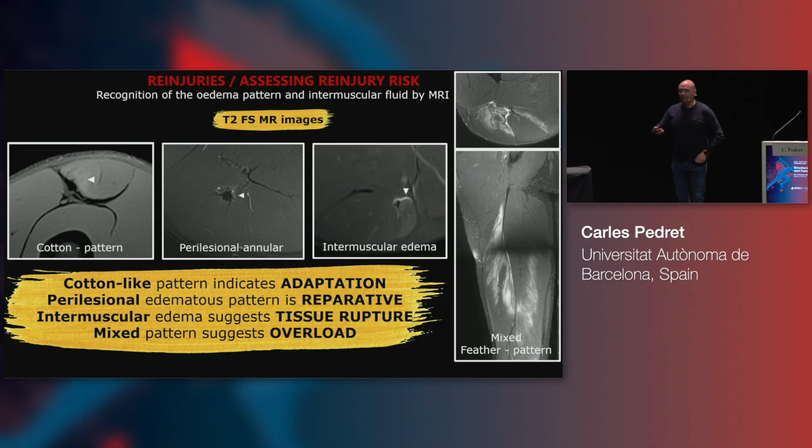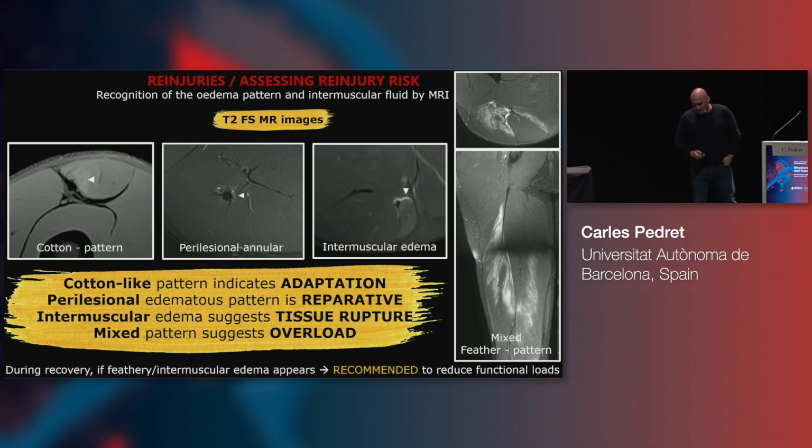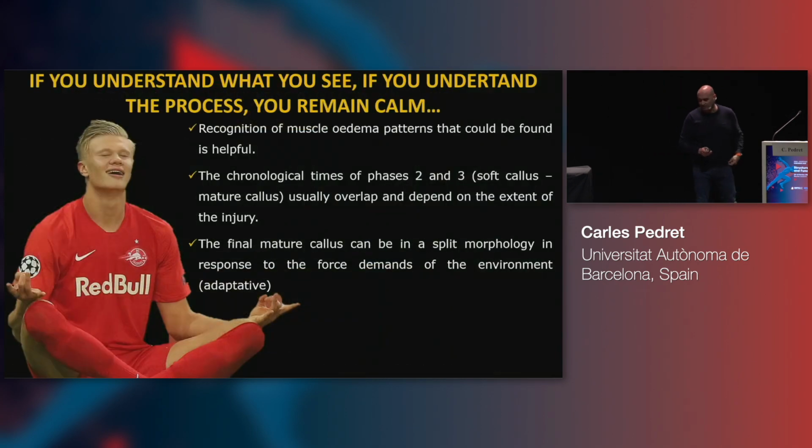Of course, it's just information, as I said yesterday, okay? But I think it's very useful to have that because, for example, this feather pattern edema was in a completely asymptomatic player in the last stages of his rehab after a big injury. It can be seen that all the hamstring muscle group is suffering, okay? So if I see feathery or intermuscular edema, I suggest to reduce a little bit of load and go a little bit more progressive than normal.